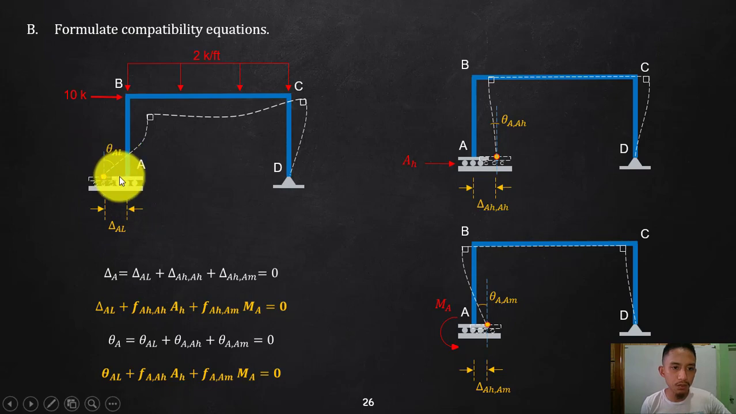And of course that will rotate since that is not fixed. So there will be rotation here, from the original vertical orientation of AB. So let's say that is the rotation at A due to the actual loading. And then of course we will apply your first redundant. Let's say that is your horizontal AH. If I apply that redundant, that will now serve as a load. This might deflect that way.